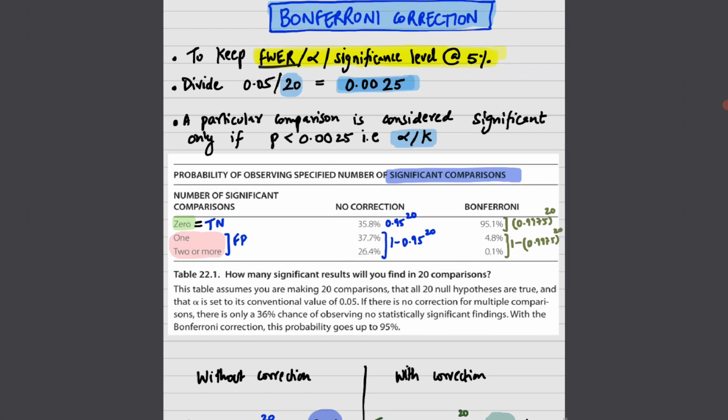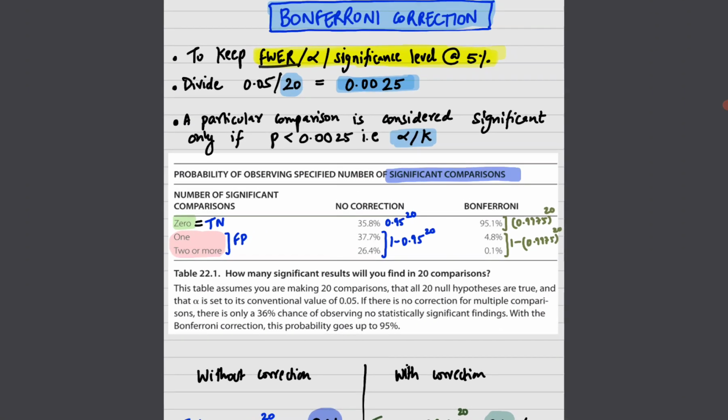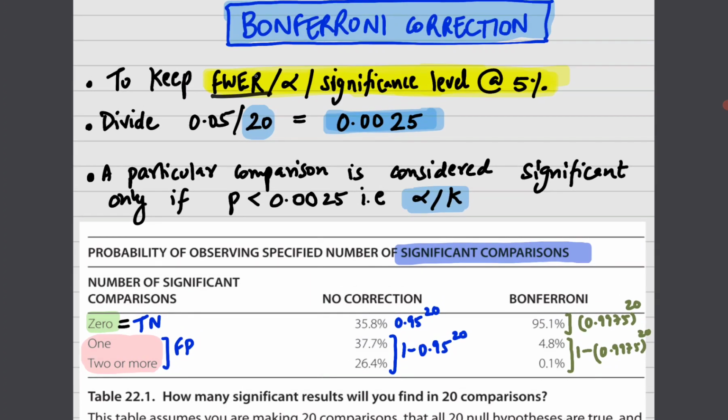So we want to control family wise error rate at usually 5% or whatever is your desired level. That is the purpose of Bonferroni correction. So we'll take an example of 20 comparisons. Let's assume we are doing 20 comparisons, and we want to maintain the FWER at 5%, which means 0.05. Then how do you do Bonferroni correction?